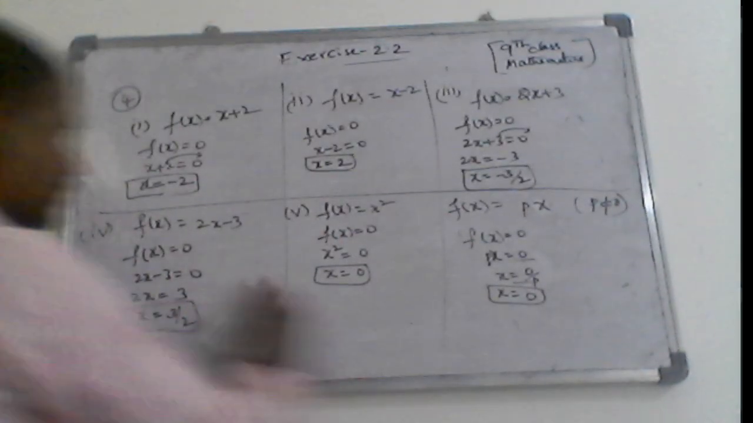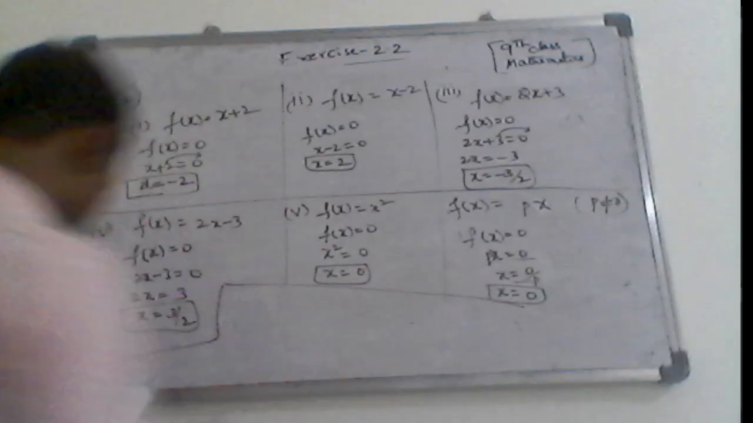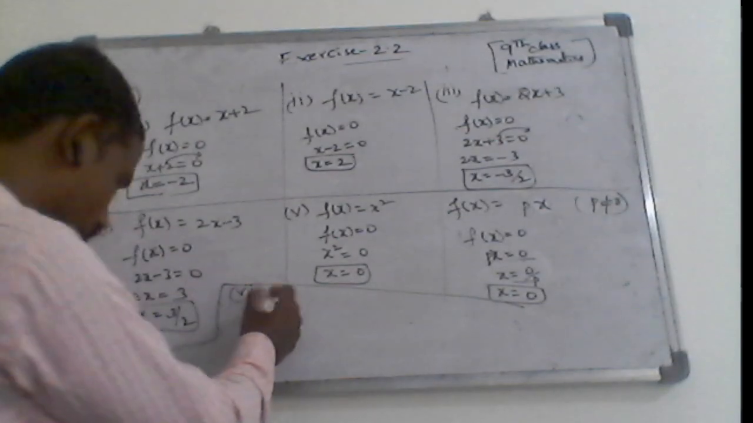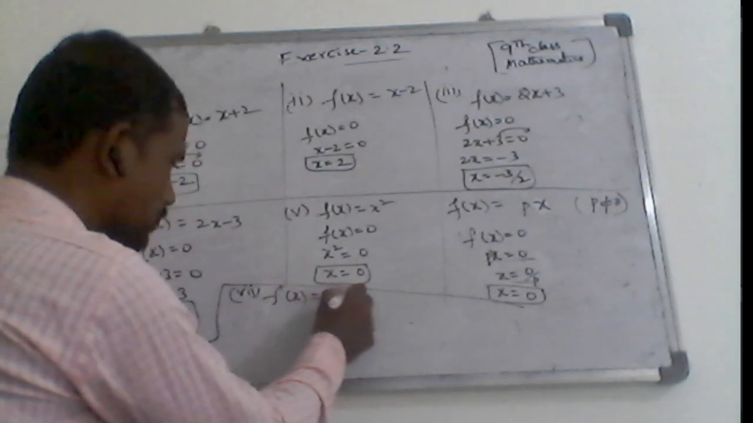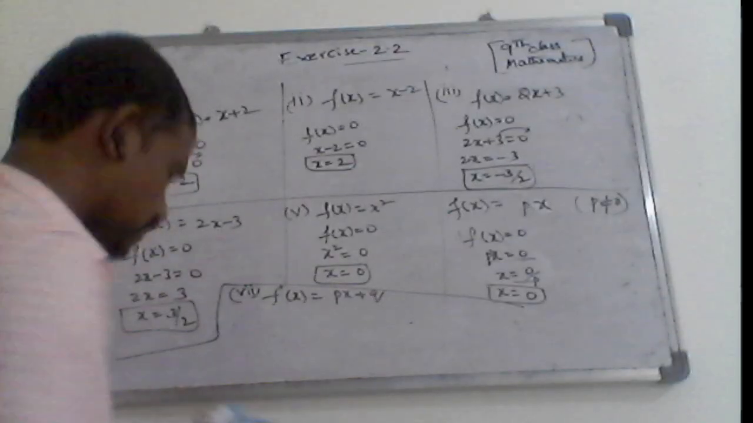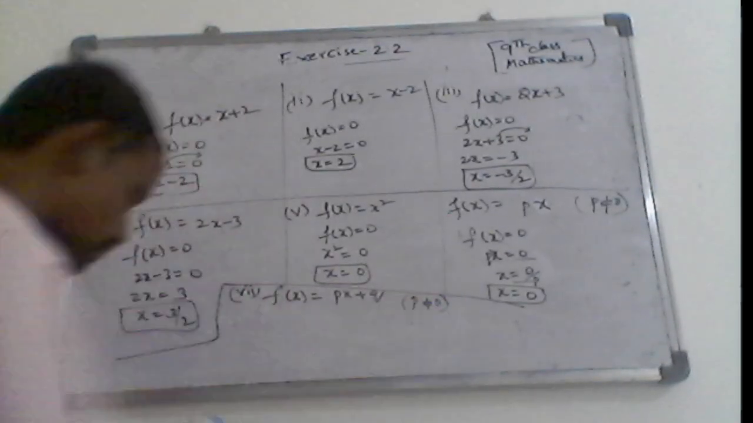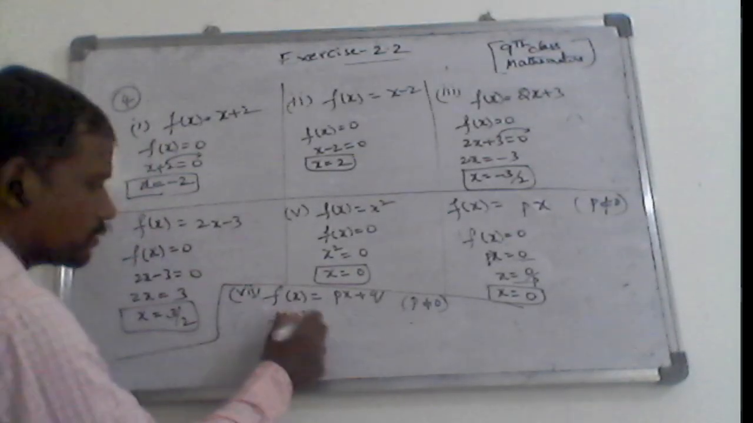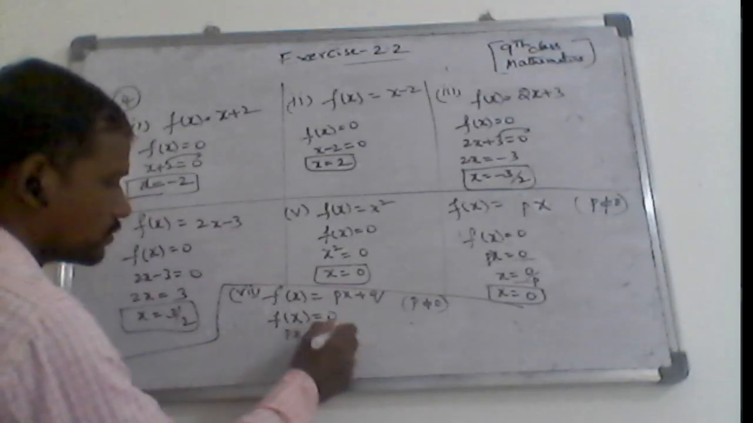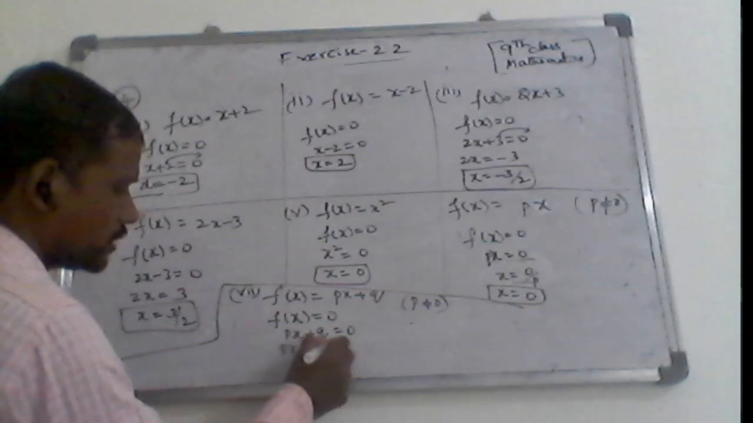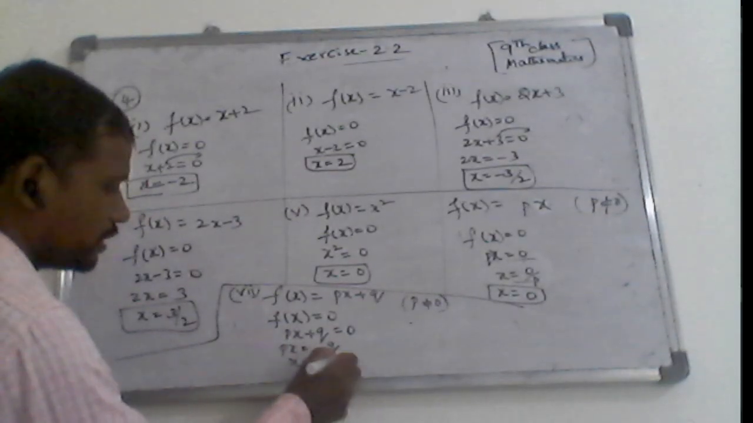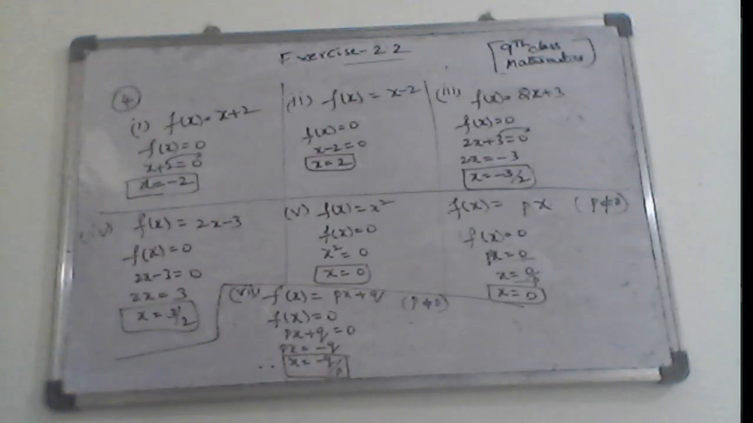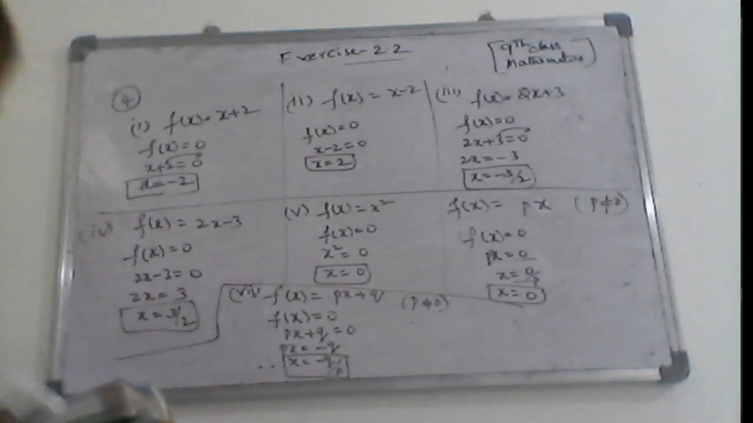So next one, question number 7, f of x equal to px plus q, where p not equal to 0, and p, q are real numbers. So f of x equal to 0, so px plus q equal to 0, px equal to minus q, x equal to minus q by p. So these are the fourth bit questions and explanation.